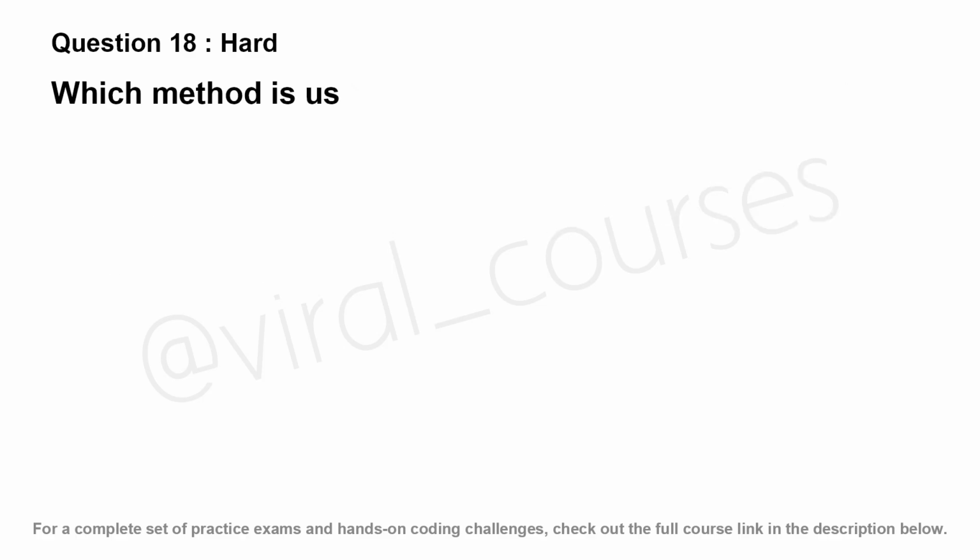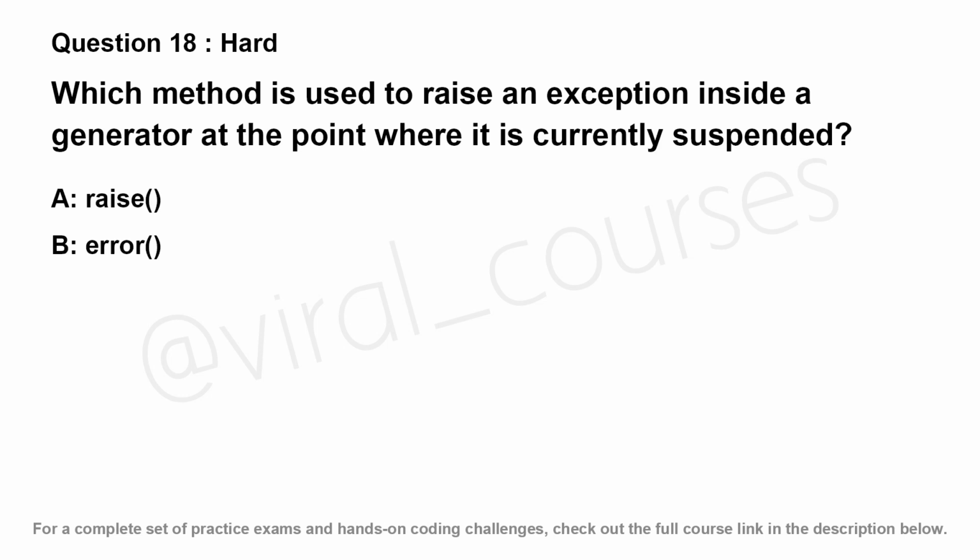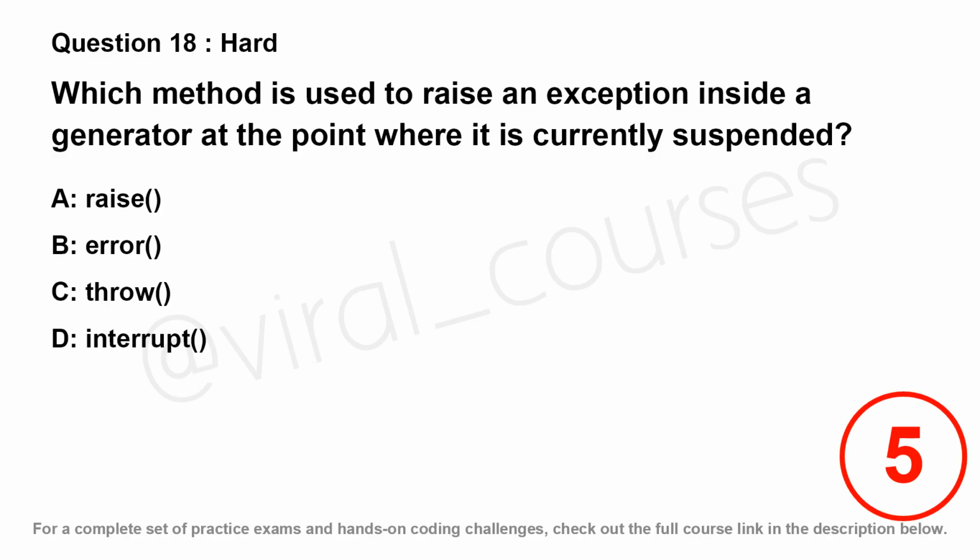Which method is used to raise an exception inside a generator at the point where it is currently suspended? Option A, raise. Option B, error. Option C, throw. Option D, interrupt.